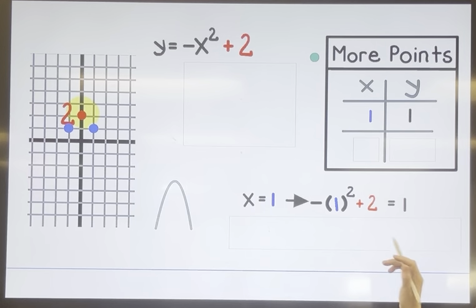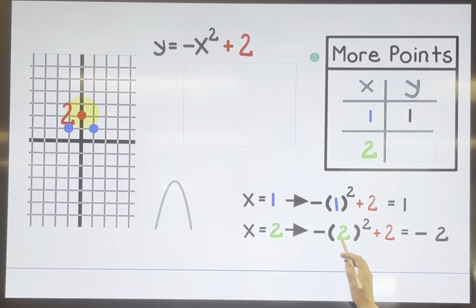Okay, let's pick one more number to plug in. So let's say I substitute 2. Substituting 2 into my equation, -x squared plus 2. 2 squared is 4. 4 times -1 is -4, plus 2 is -2. So when we plugged in 2, we got out -2.